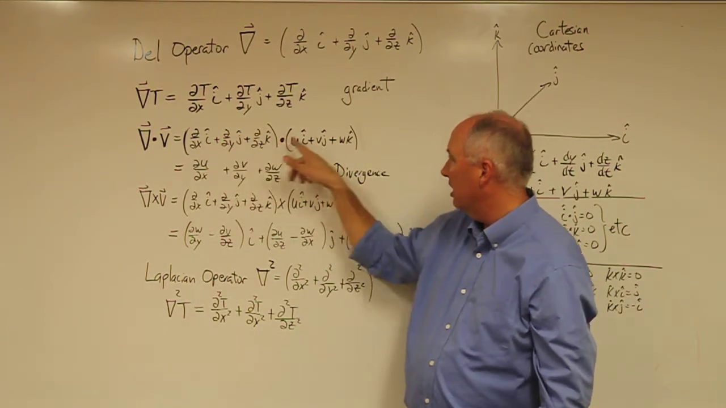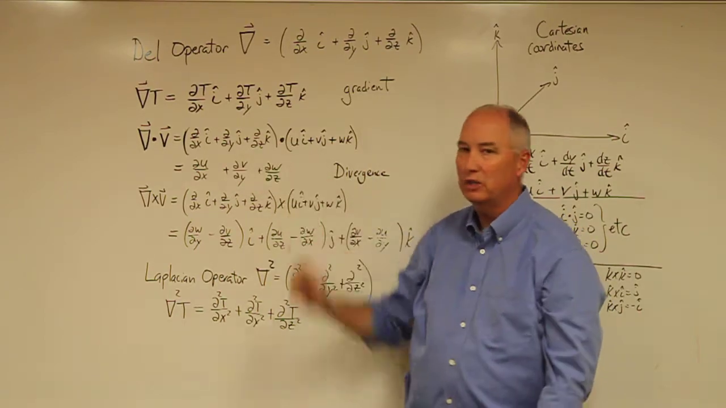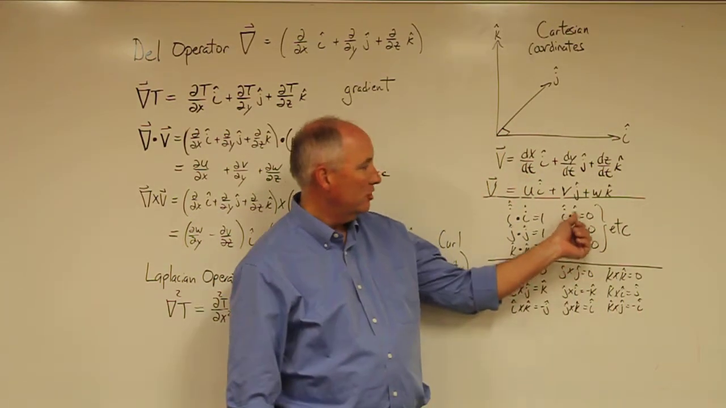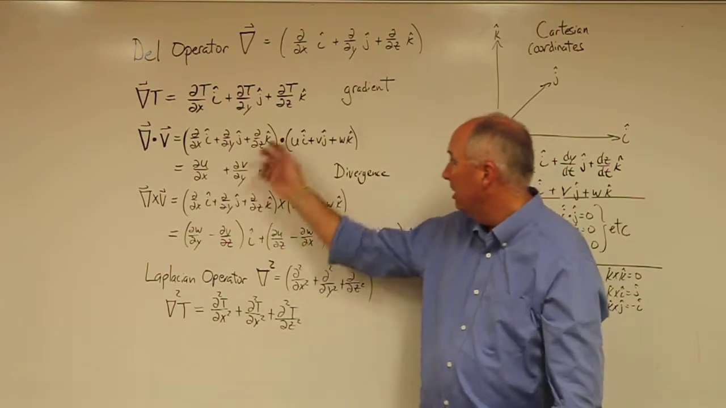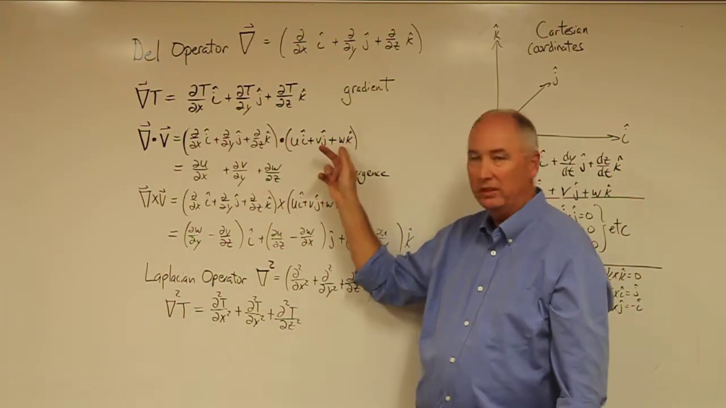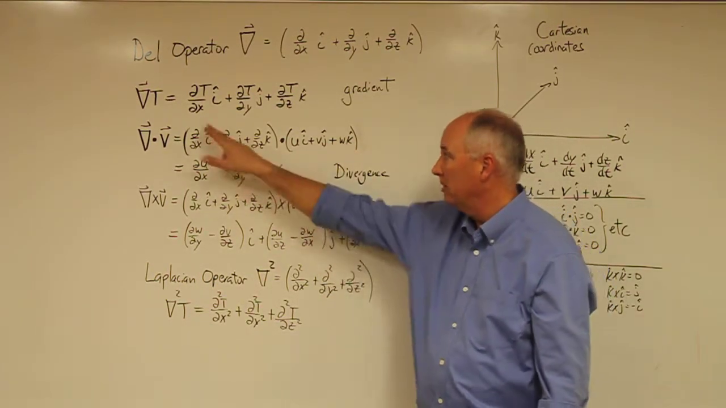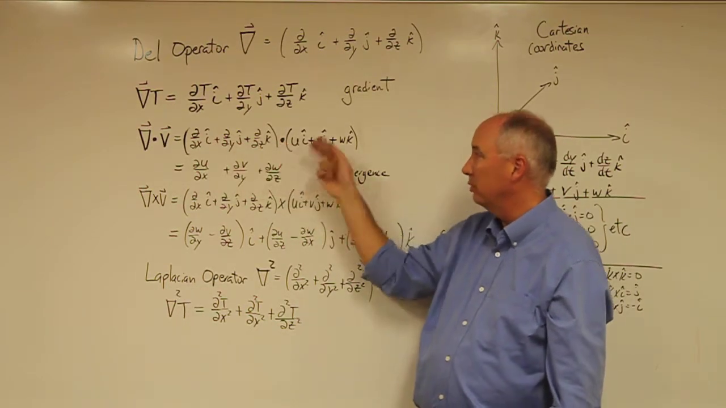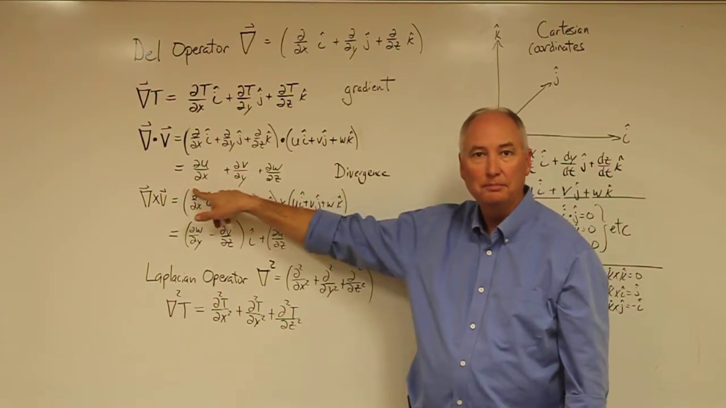So i hat dot j hat for partial v over partial x. i dot j is equal to 0, so that term goes away. Likewise, the i dot product with the k goes away as well. So from this first term, dot product with each of these, you only end up with that first term.